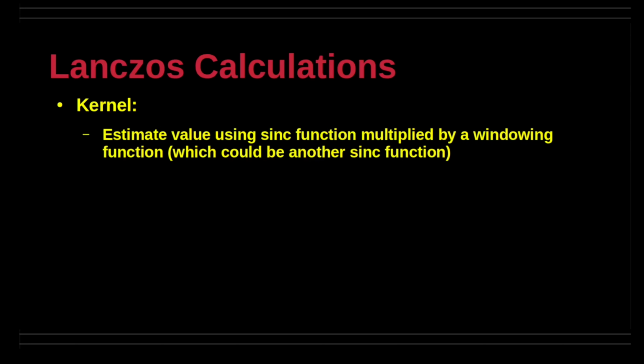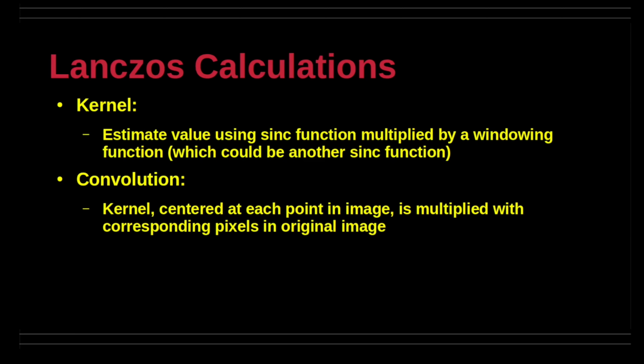Lanczos interpolation is preferred over simpler methods like bilinear or bicubic interpolation when computational resources permit. There are three considerations for the calculations: kernel, convolution, and summation. The kernel. The core of the Lanczos interpolation is a mathematical function called the Lanczos kernel.